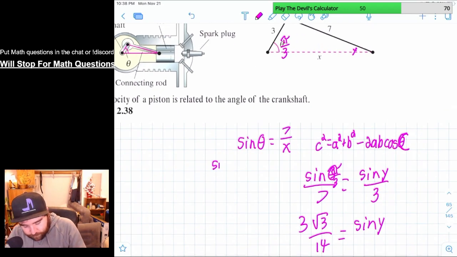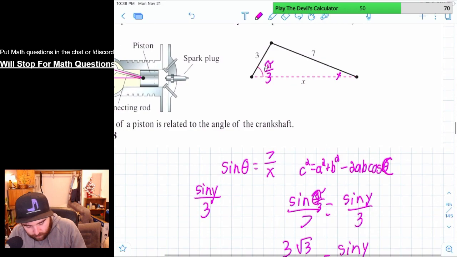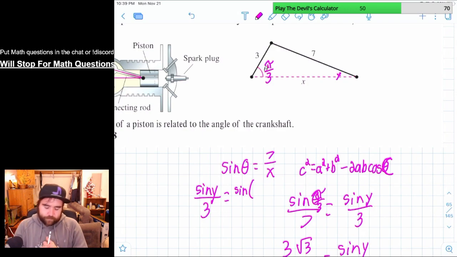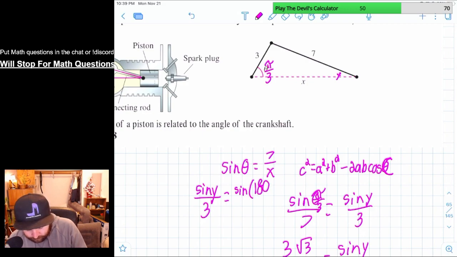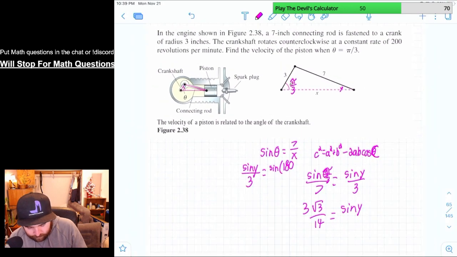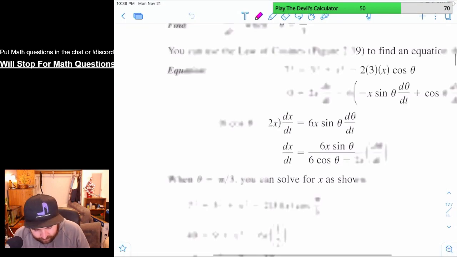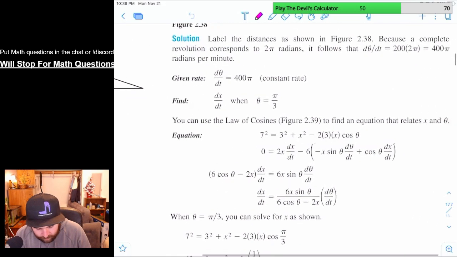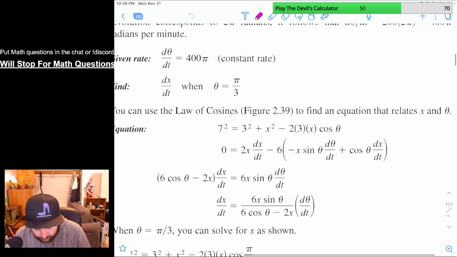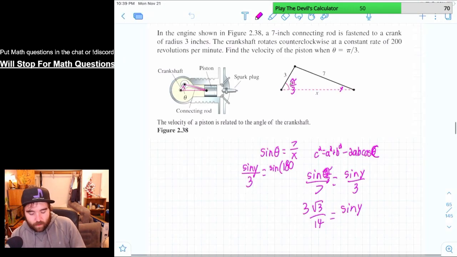Well, then can I do the sine of y over 3 equals the sine, this is bad. Alright, I need a hint. I need to see, because I know this is going to do it, but I don't want to have you all go down crazy lines. They do want you to do that. And then they want you to take the derivative of that. Wow. Okay.